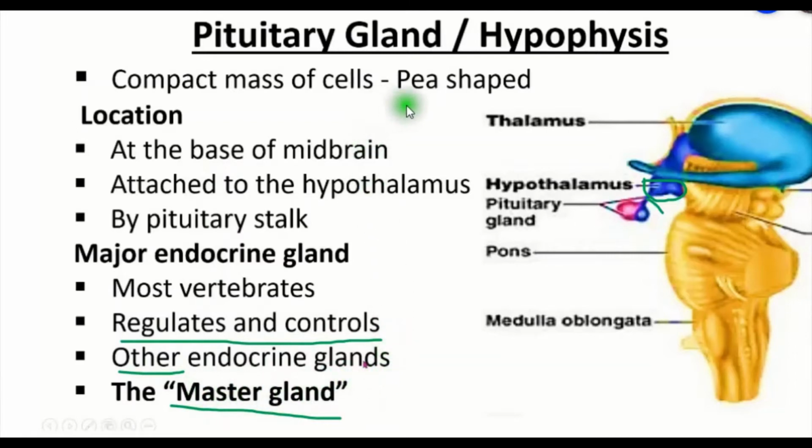So it is a P-shaped gland and it is located at the base of the midbrain, attached to the hypothalamus by the pituitary stalk. It is known as the master gland because it regulates and controls other endocrine glands, right?